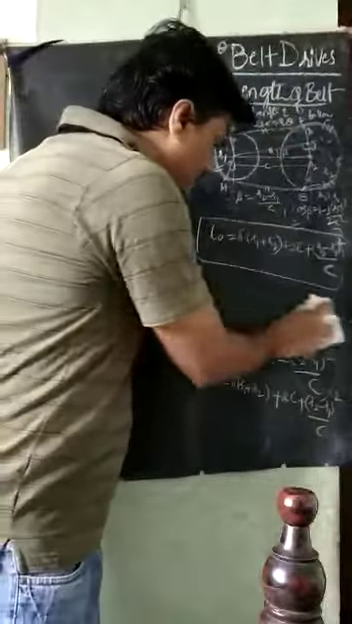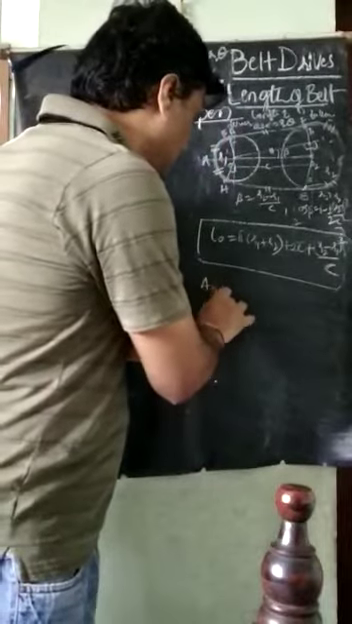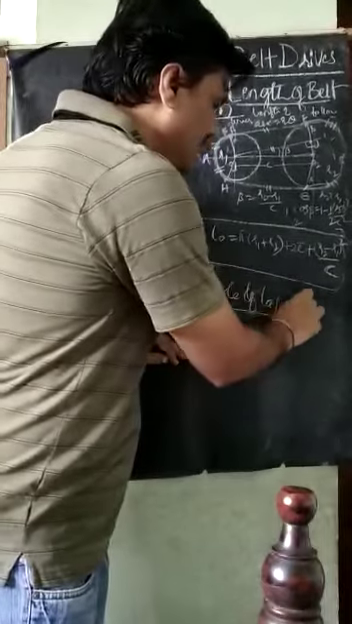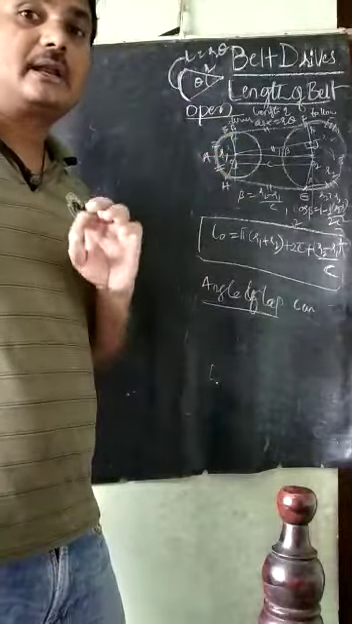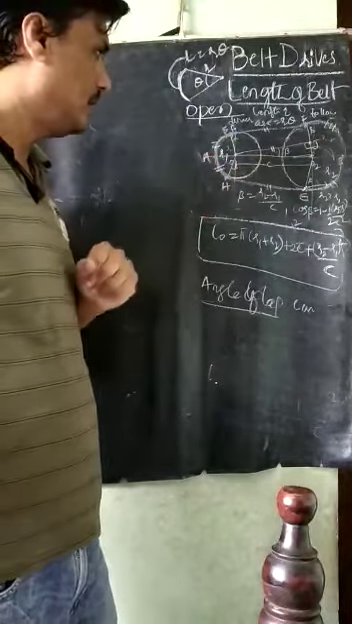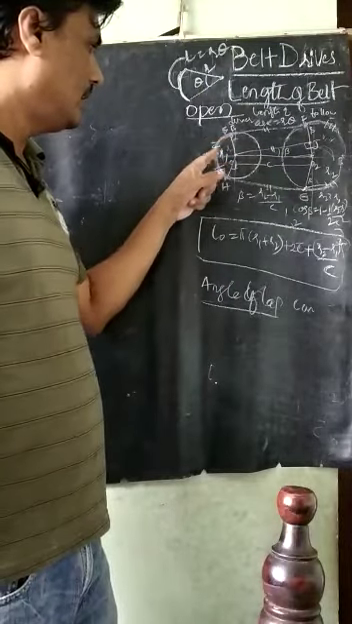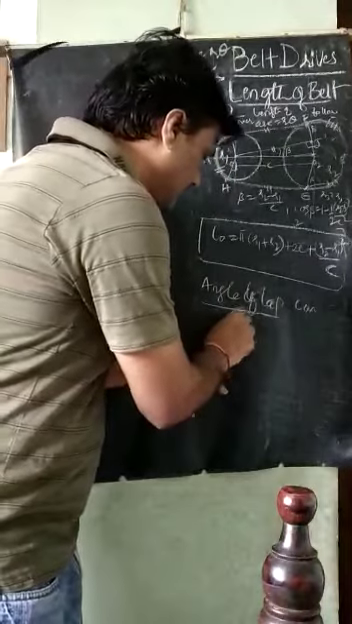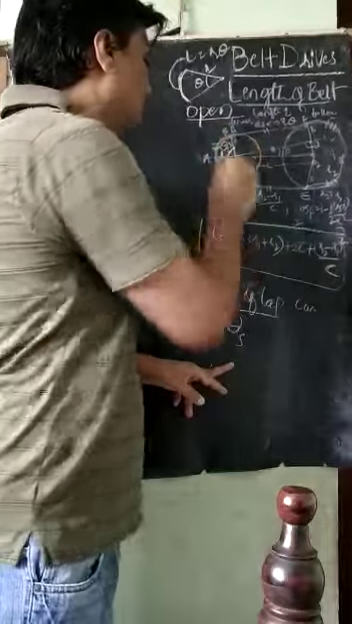Next one, angle of lap. Angle of lap means it is the contact angle. How much angle is in contact on the driver pulley and on the follower pulley in this case, the smaller pulley and the bigger pulley. For the smaller pulley, the contact angle I will take as theta S.